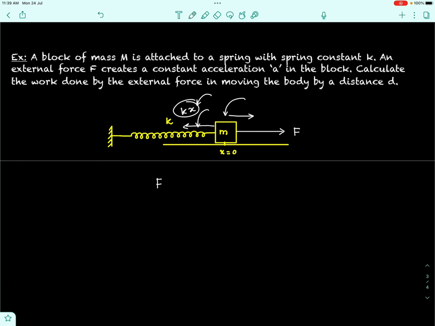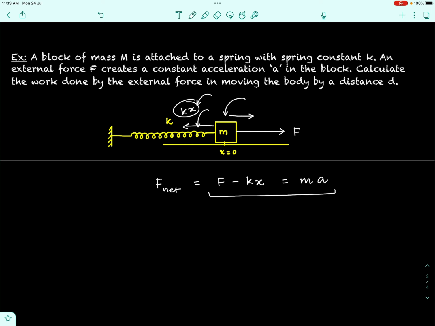If the spring force continuously increases, then the net force acting on the block at any point in time, F net, will be given by F, the external F, minus kx, isn't it? And net force acting on any body should be equal to the mass of the body times its acceleration by Newton's second law. So this is the equation that we get for the block's motion at any point in time.